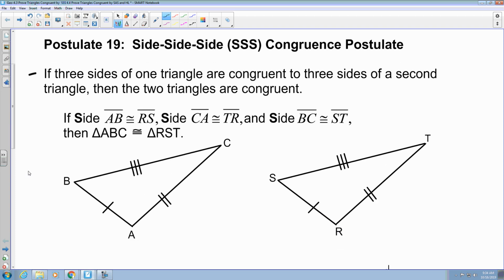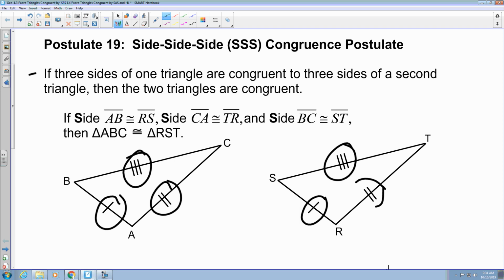So corresponding sides in this case, if you look, we've got hash marks at AB and we have hash marks at RS, those are congruent. And then we could say CA has hash marks the same as PR, those are congruent. And then finally, BC and ST have the same hash marks. So since all three of those corresponding sides are congruent, we can then write in the congruency statement, triangle ABC is congruent to triangle RST.